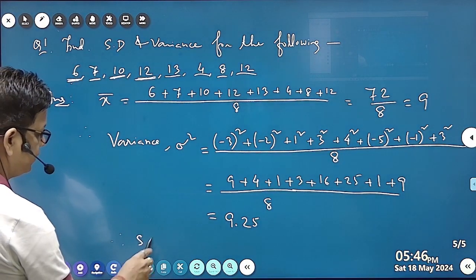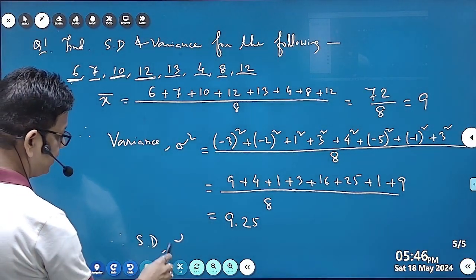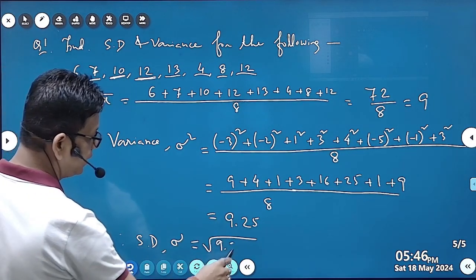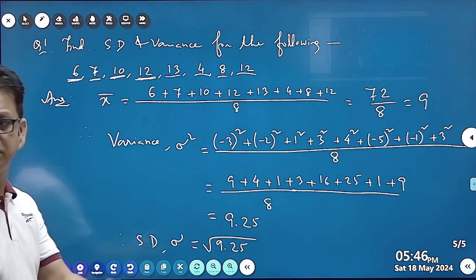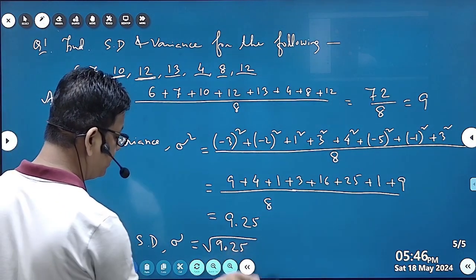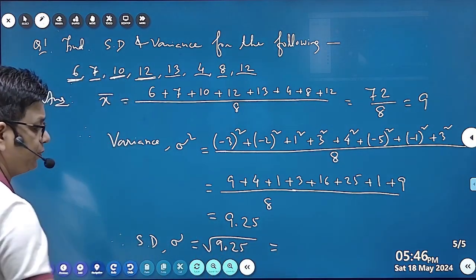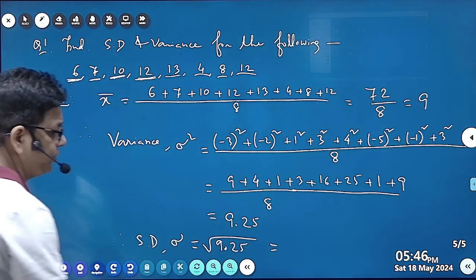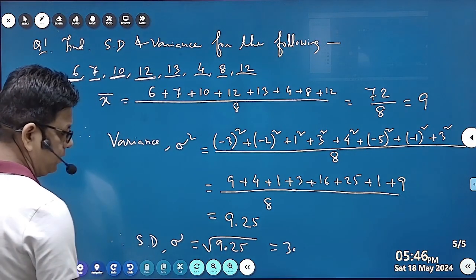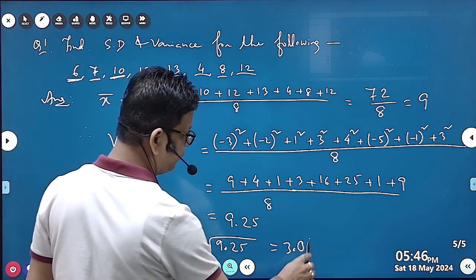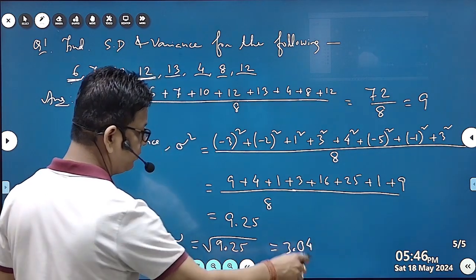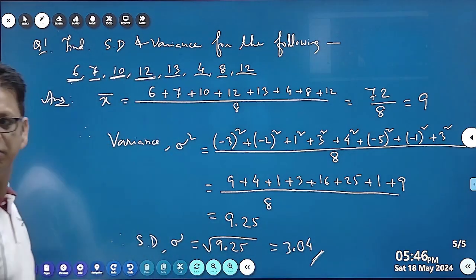Therefore, standard deviation, sigma, will be just the square root of this number. It will be 3 point something, and you can use the calculator for that. As I told you, an ordinary calculator will be allowed. So the square root of 9.25 you can find using a calculator. How much? Maybe 3.04. After 4, what is there? So you can keep it as 3.04.